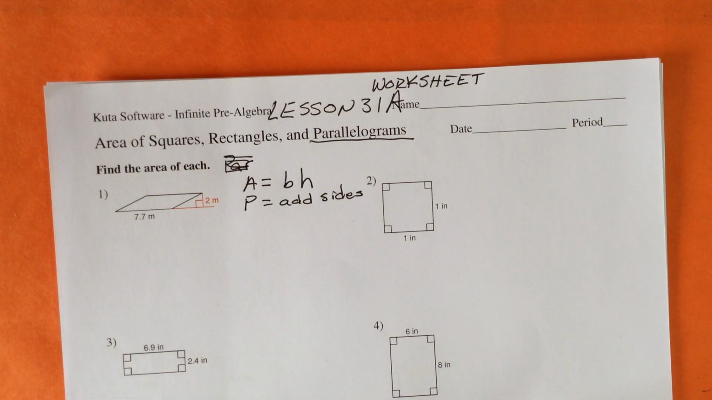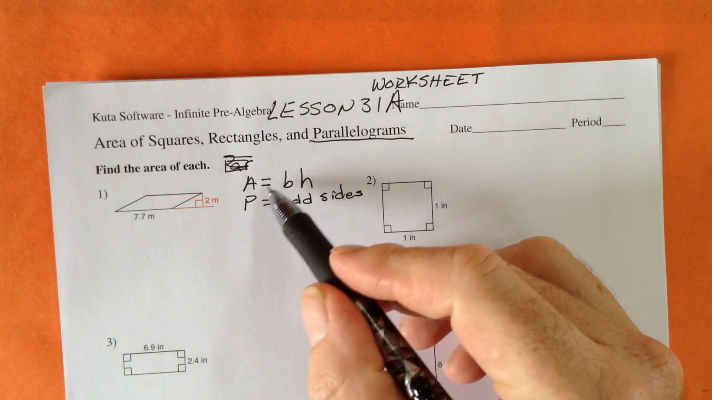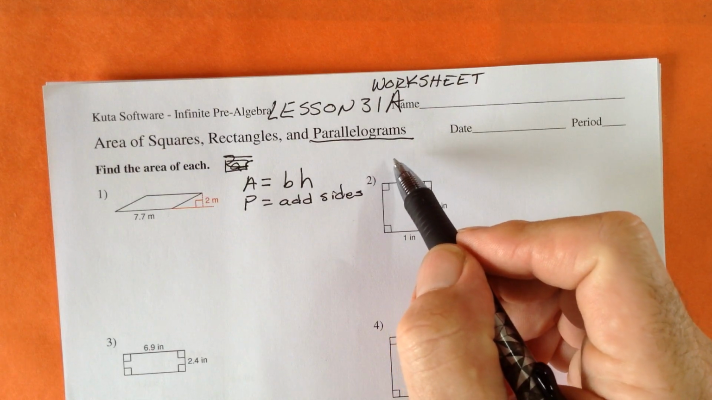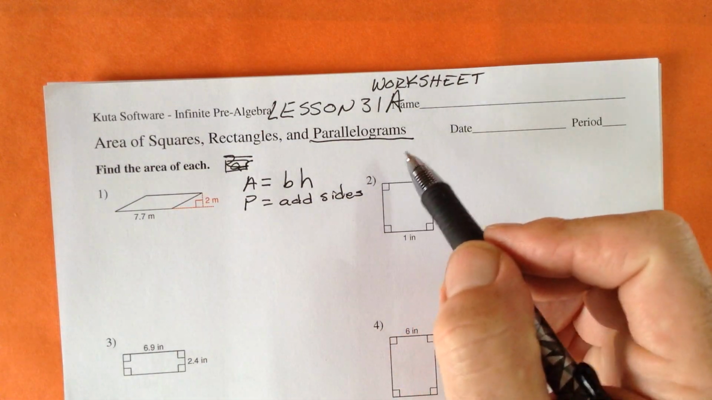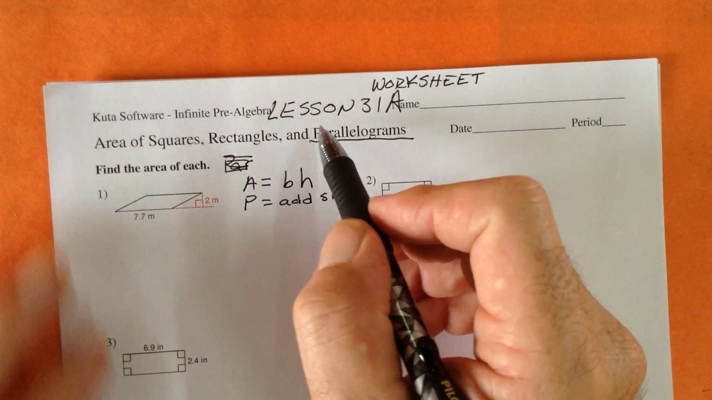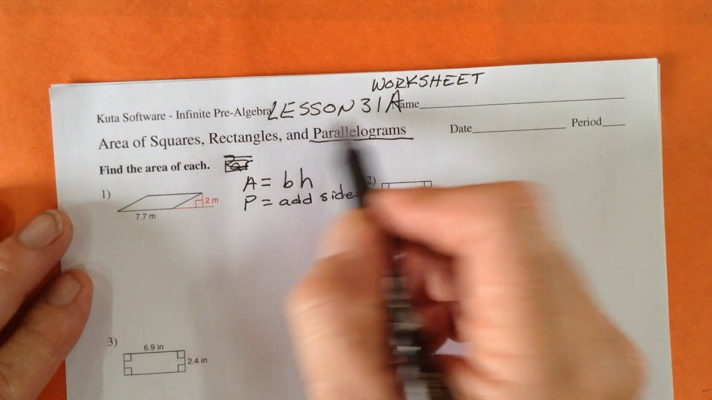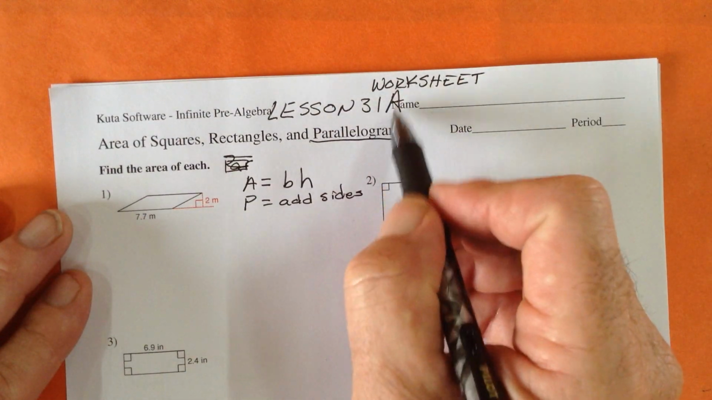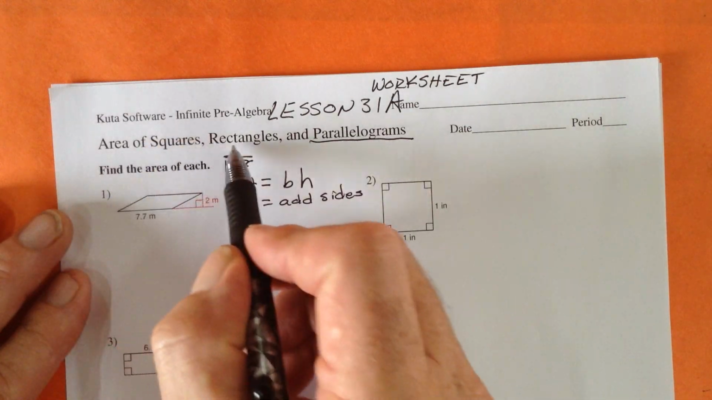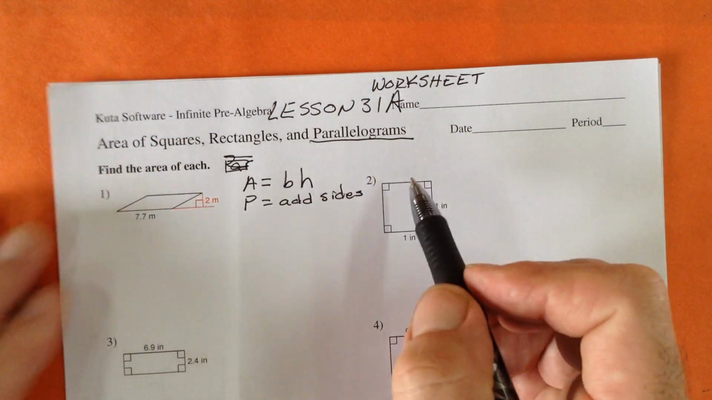Okay, this video will be parallelograms, the area and perimeter of parallelograms. The next video will be the triangles. And you need to switch worksheets to lesson 31A, or the one that has area, squares, rectangles, and parallelograms.